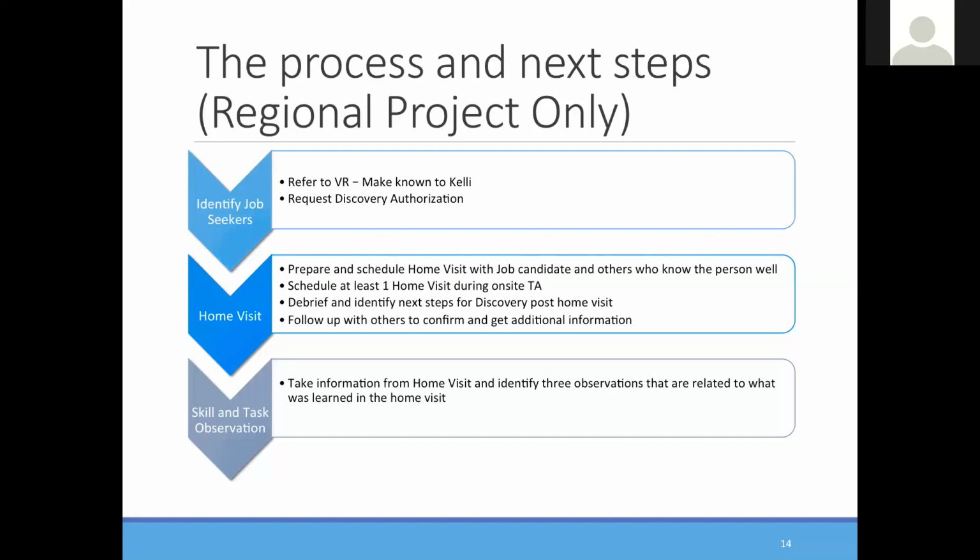And I'm all about phone calls, emails, so it'll be really important that we have one another's contact information. And then that takes us to skill and task observations. So from the home visit, like I talked about, we want to identify 3 observations that are related to what was learned in the home visit. So this is sometimes where we have a breakdown in discovery: we do the home visit, but then the observations we do have nothing to do with what we learned in the home visit. So it's really important that each step builds upon the next.